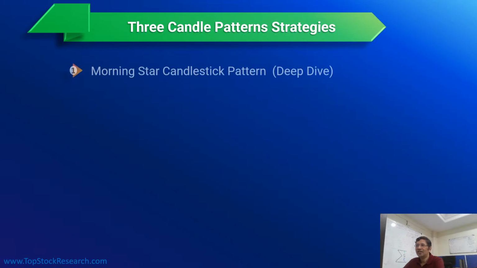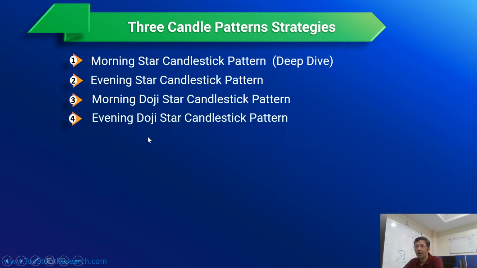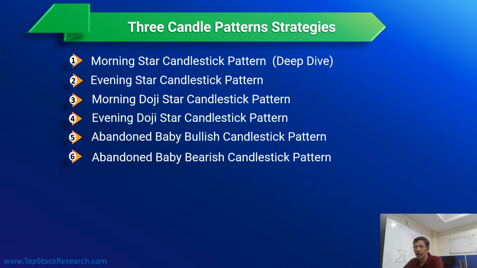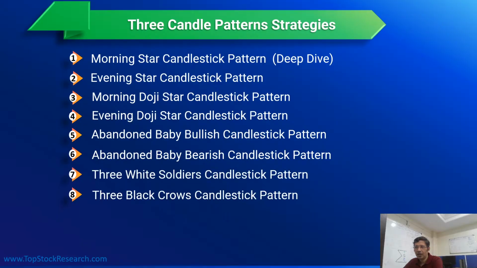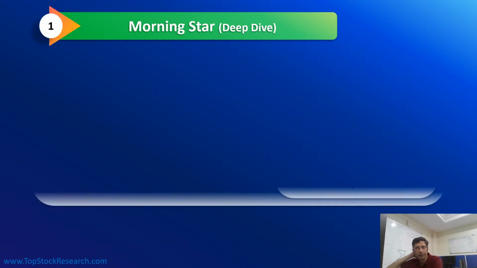3 candlestick pattern strategies. We have morning star, evening star, doji star, evening doji star, abandoned baby bullish, abandoned baby bearish, 3 white soldiers, 3 black crows. We'll see what those patterns are, right? So morning star, we are doing a deep dive with a lot of strategies out here, right?